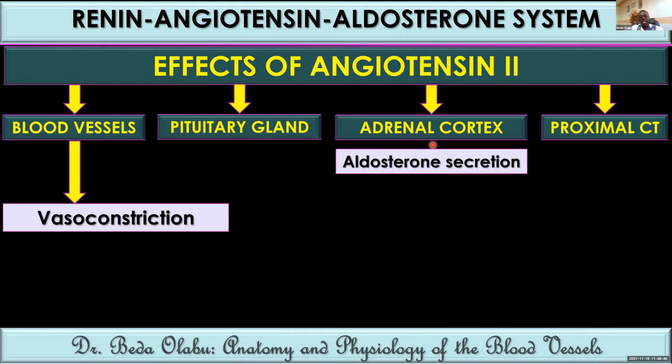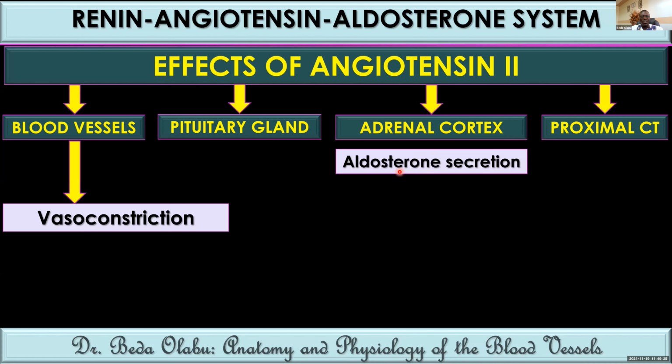The outer zone of the adrenal cortex is known as zona glomerulosa. The adrenal gland has two parts, the adrenal cortex and the adrenal medulla. The adrenal medulla produces catecholamines. The adrenal cortex produces steroid hormones, corticosteroids. But this adrenal cortex has three zones. The outermost zone, zona glomerulosa, produces hormones that affect mineral levels, and aldosterone is one of them.